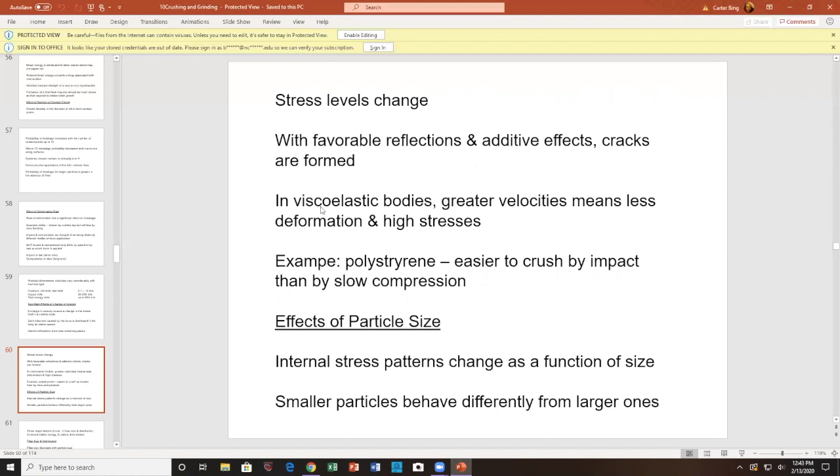Viscoelastic bodies, you are viscous and you are also elastic. So greater velocities mean less deformation and higher shear stress. Got to stop and think about that. In other words, apparently polystyrene is easier to crush by impaction than by slow compression. Got to think about that for a bit more.